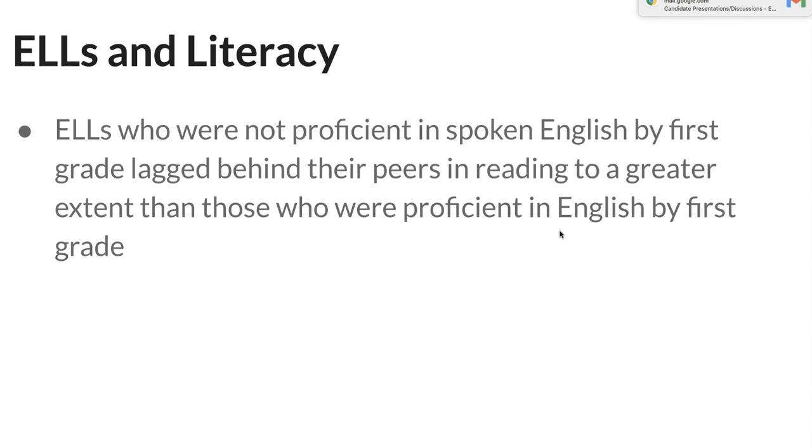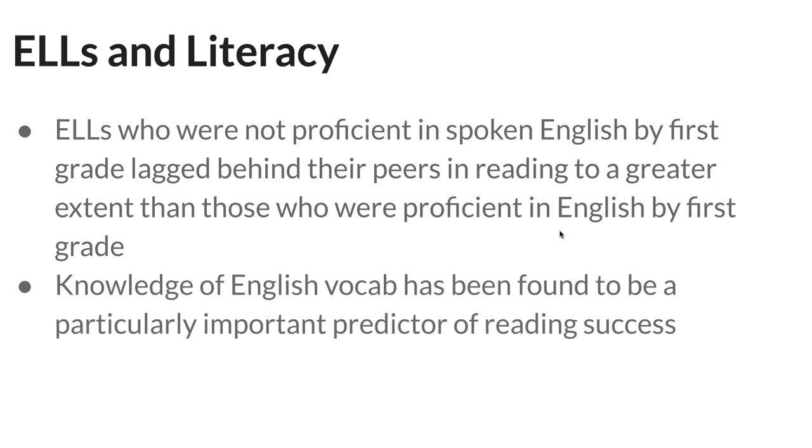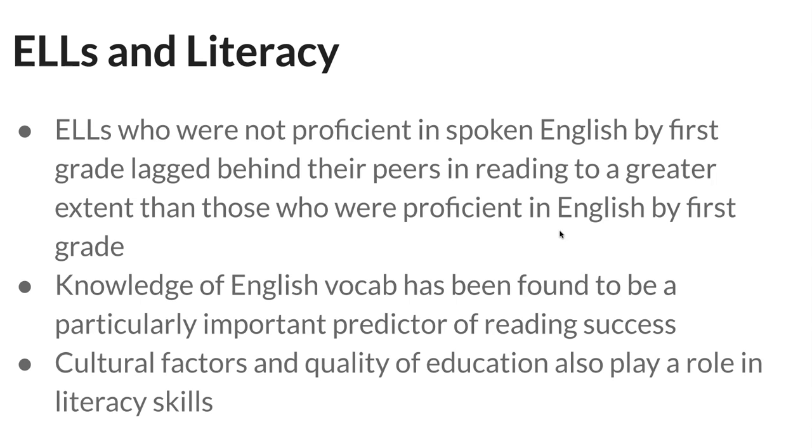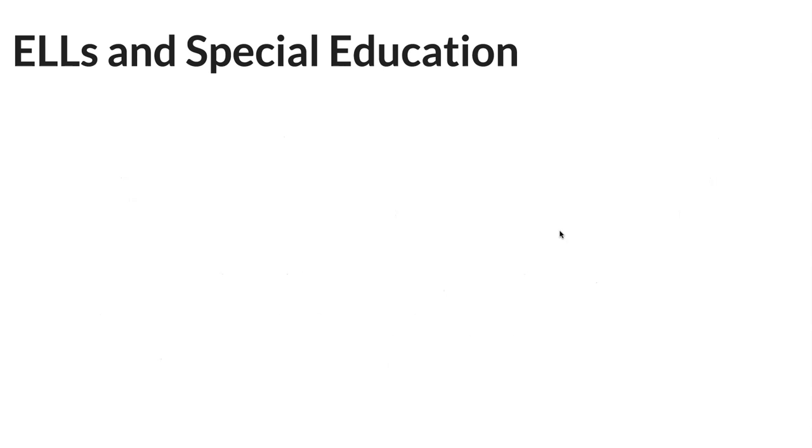And here's this, right? English language learners who were not proficient in spoken English by 1st grade lagged behind their peers in reading to a greater extent than those who were proficient in English by 1st grade. Knowledge of English vocabulary has been found to be a really important predictor of reading success, right? So if you have a good vocabulary in the language in which you're reading, obviously you're going to be able to read and understand what you read a lot better if you know the vocabulary words. Things like cultural factors and educational quality are also going to play a big role in literacy skills.